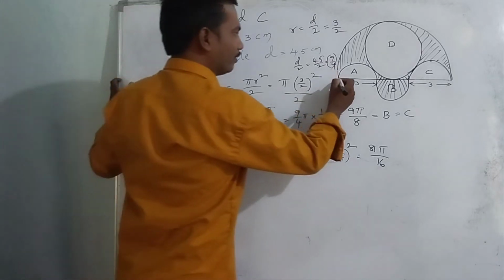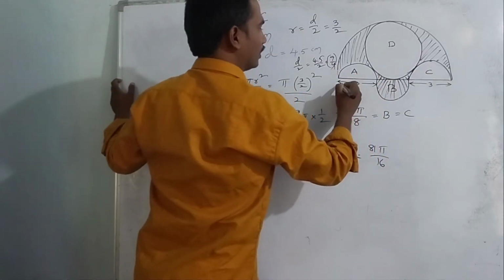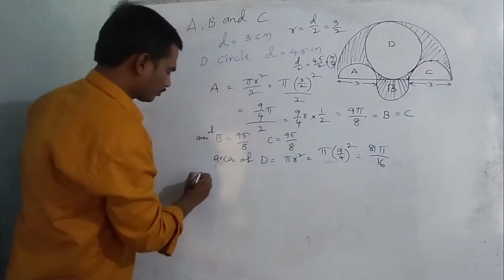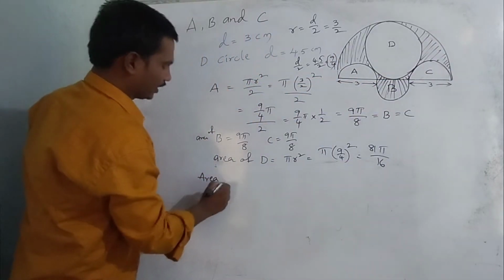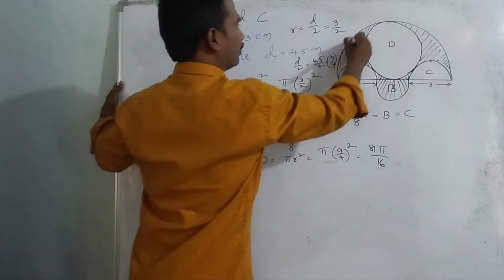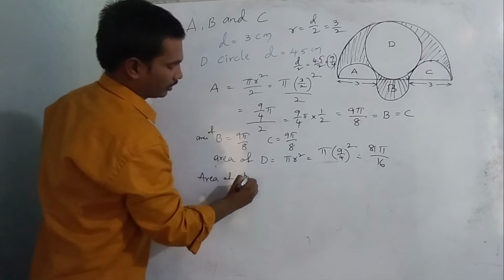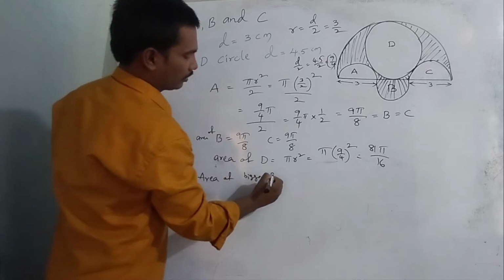Now another bigger semicircle is there, whose diameter is here to here, this bigger circle. To find the area of the shaded region, first find out the area of the bigger semicircle.